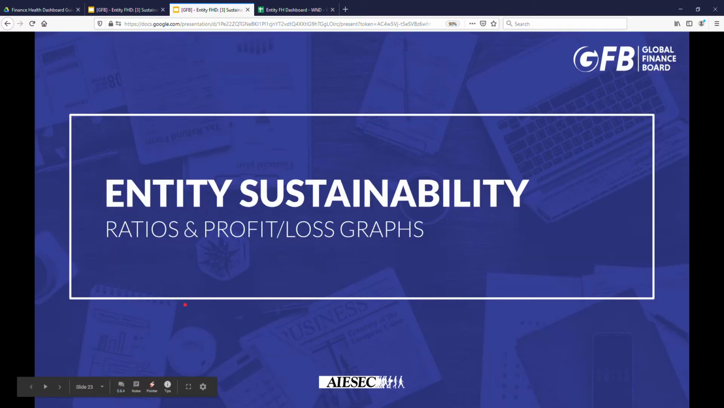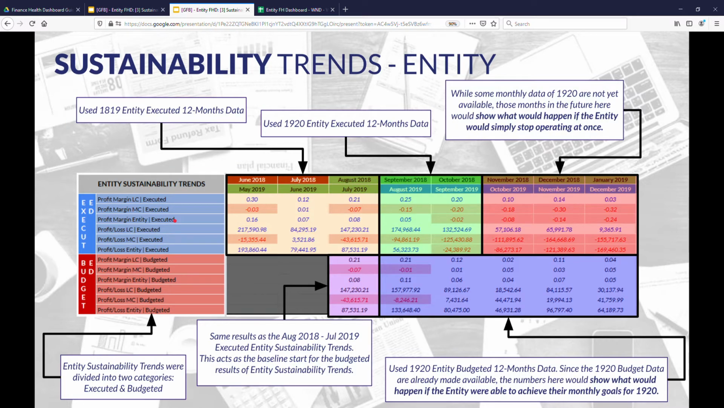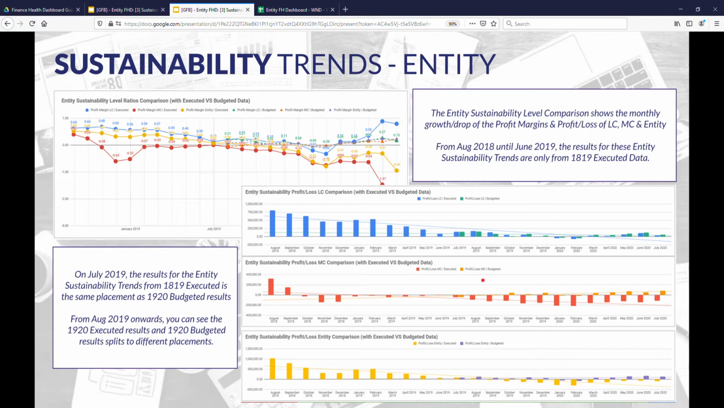Entity sustainability ratios and profit loss. So, sustainability trends entity. As you remember, the ratios for entity sustainability is actually called profit margins, and you remember this is a similar pattern as the one with LC and MC as well. So I'm gonna focus more on the, oops, sorry.